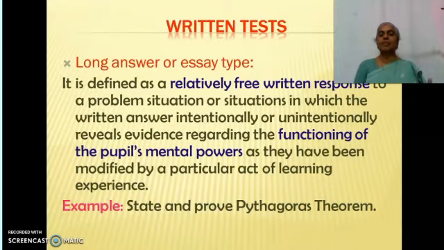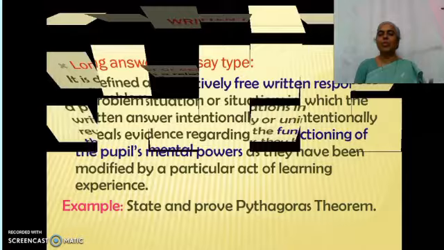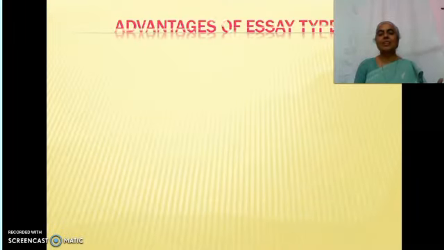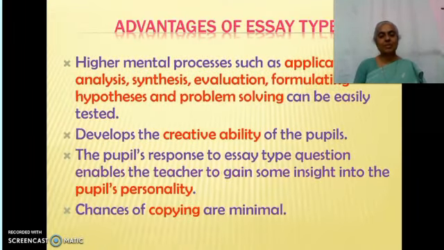For example, state and prove the Pythagoras theorem. The Pythagoras theorem can be described by a student in his own way as he has observed the subject matter, in his own mental power, how much he has. So this increases the creativity of the student and it helps the student to increase his own free way of writing the subject matter. Now, what are the advantages of an essay type test?